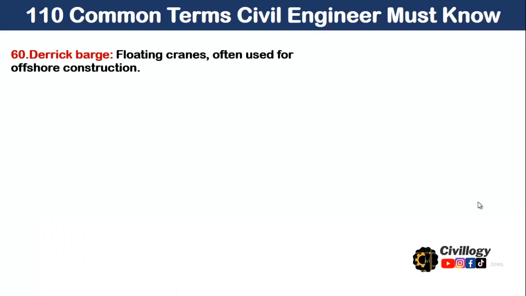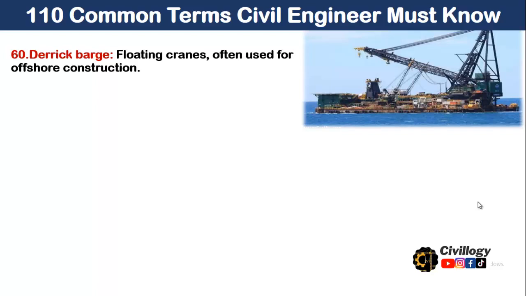It means that you have missed 59 important technical terms which are very important for civil engineers to know. Okay, the point number 60, which is very common in civil engineering and every civil engineer must know, is derrick barge. What is derrick barge? Floating cranes often used for offshore construction are called derrick barge.